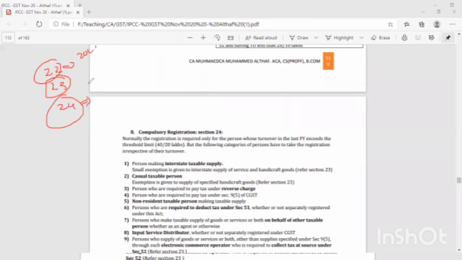That means when you're studying, first of all you have to read section 22, then you have to read section 24, then only you have to read section 23. Otherwise you will get so much confusion. If you follow this order, it will be better.